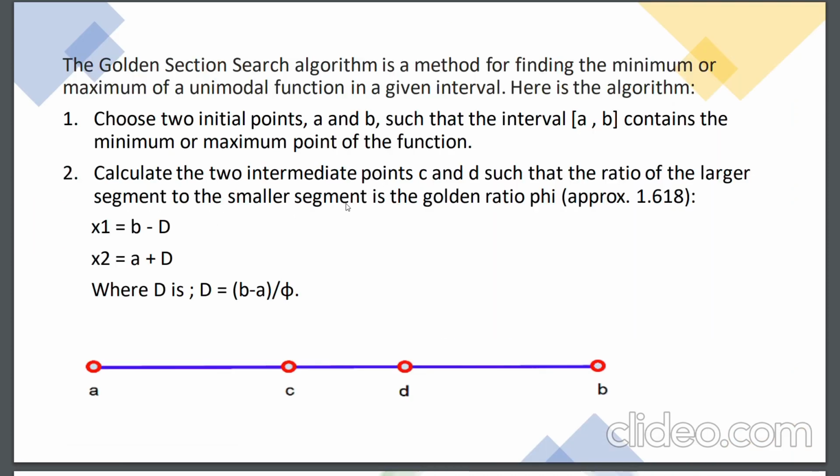Here we'll be taking the golden ratio equal to 1.618. There we have taken 0.618, and here we'll be taking 1.618. So to get our points in between them, we'll be dividing the interval by the golden ratio such that we'll be getting D, that is the length between A and C.